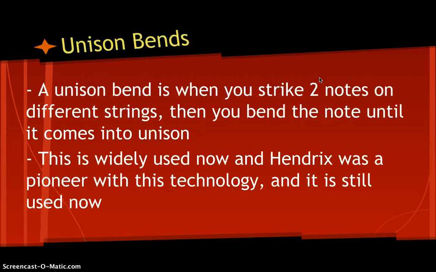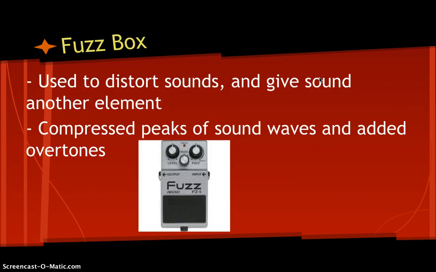Now, unison bends. A unison bend is when you strike two notes on different strings, and when you bend one of the notes until it comes into unison with the other one. And this is widely used now, and Hendrix was a pioneer with this technology, and it's actually still used today. And then the fuzz box was used to distort sounds and give the sound another element. It compressed peaks of sound waves and added overtones as well.